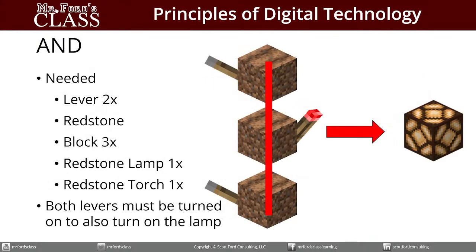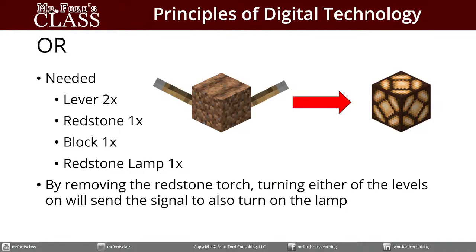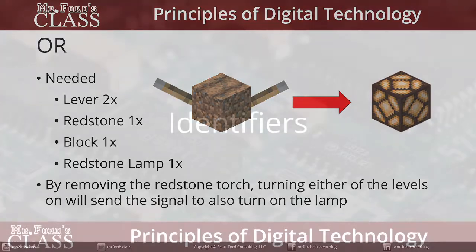The AND gate means that all need to be true in order to turn on the lamp. And like I said, you can do some pretty cool things in Minecraft with these logic gates. With the OR gate, either one has to be turned on.